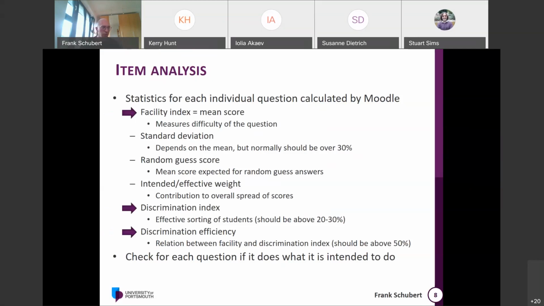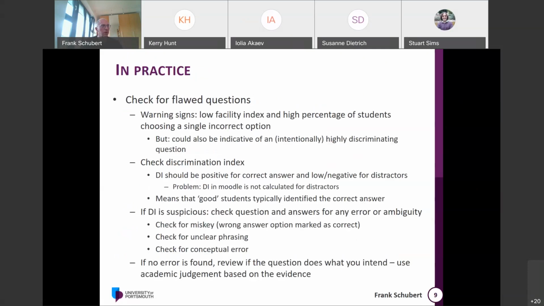There are a number of other scores as well, but what is really informative is the discrimination index. That effectively looks at how many of the good students get the right answer and how many of the weaker students get the wrong answer. What we are looking for is something around 20 to 30%, as Susanna was already mentioning. And then the discrimination efficiency basically is the relation between the facility and the discrimination index, so it depends on both. So this allows you for each of the questions to check whether it does what you intended to do. So I would just like to go through some examples now.